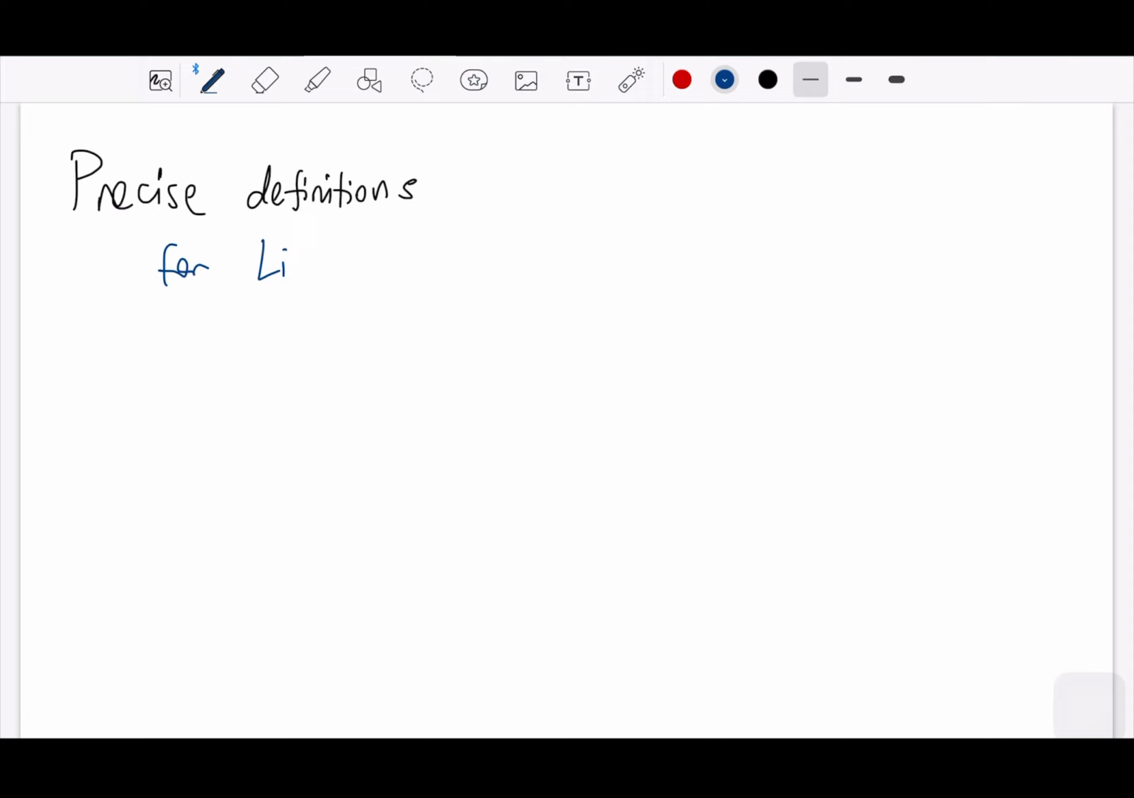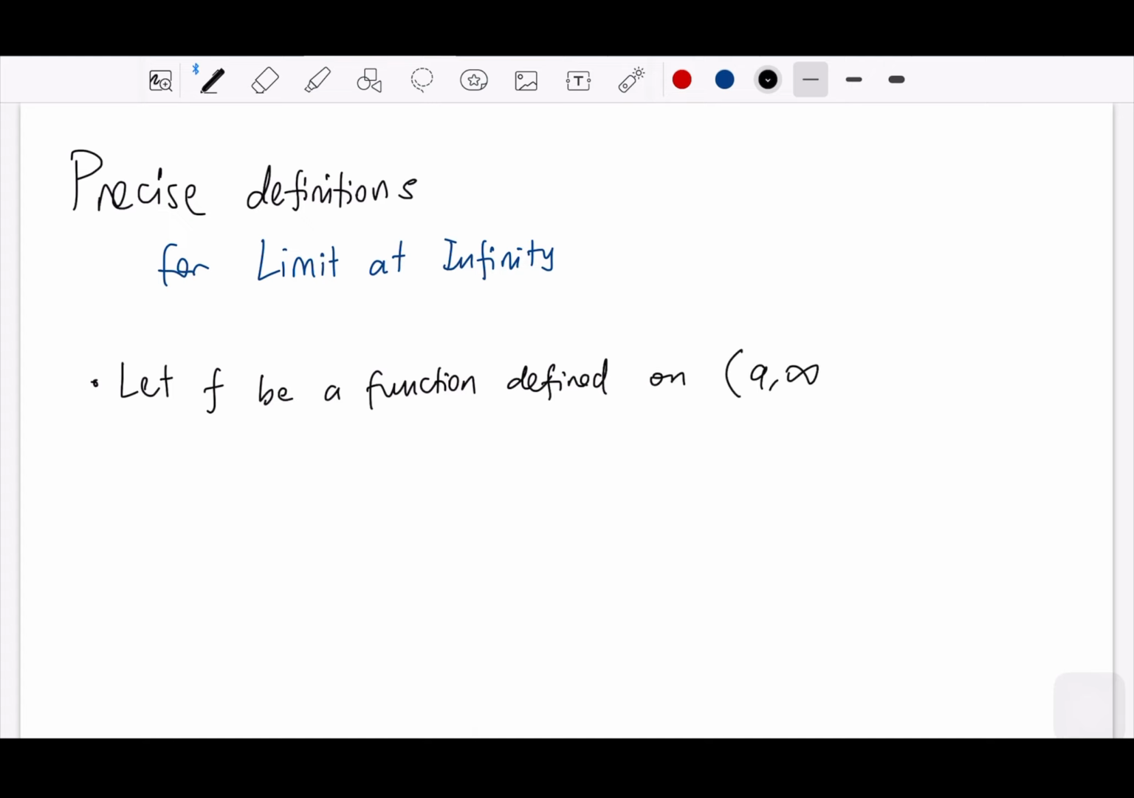Precise definitions for limits at infinity. Okay, let me write the definitions first. So first, let the function f be a function defined on the interval a to infinity. Now we have the limit as x goes to infinity of the function. This will result in some L.